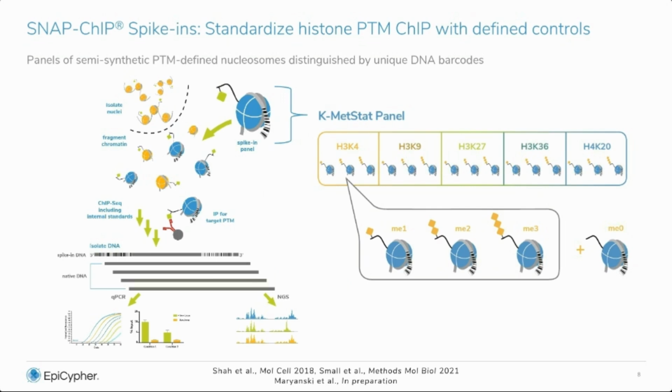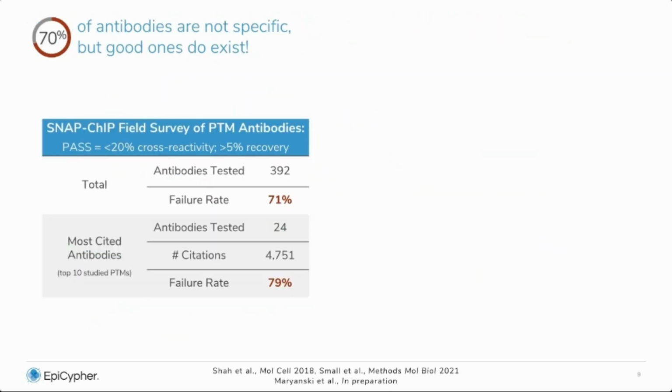So I'm showing here our lysine methylation, or K-MET-STAT panel, which has mono, di, and trimethylated nucleosomes, each uniquely DNA barcoded at distinct sites. So K4, K9, K27, and so on and so on. And so what we do is we take this panel and we spike it into a ChIP experiment, and we ask a simple question by looking at the barcoded DNAs that you recovered at the end. And you say, was my antibody specific, and did the assay work?